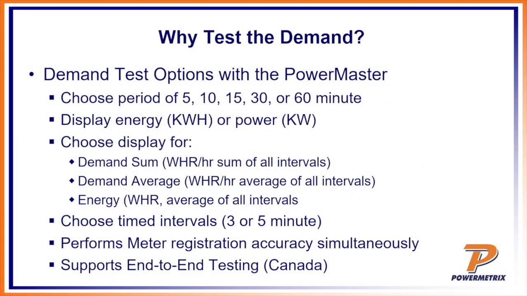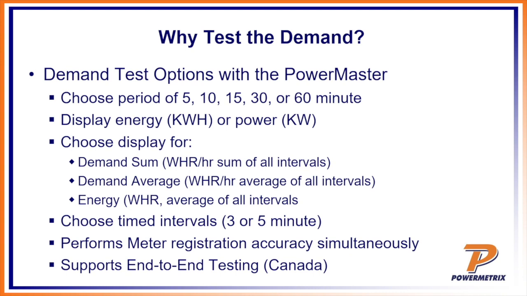Some of the options you can choose on the PowerMaster: you can choose a period of 5, 10, 15, 30, or even a 60-minute interval. We can display energy or power, and typically most people are looking for power. You can set up in the preferences the demand sum, so you can do watt hours over hours, which is the sum of all intervals. As it sums up all the kilowatt hours consumed, it will give you a summation of it all. And that's in user preferences, yes.